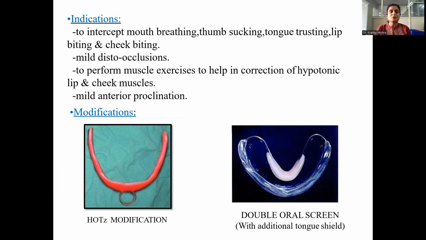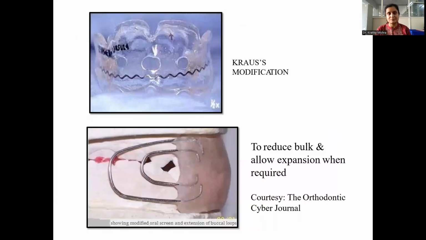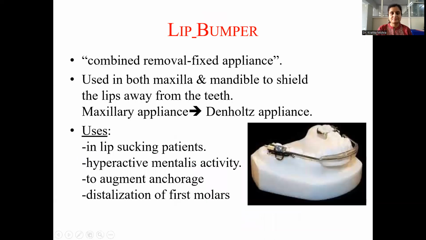Also mild distal occlusions, to perform muscle exercises to help in correction of hypotonic lip muscles and cheek muscles, and mild anterior proclination. The modifications are Ports modification and the double oral screen, as you can see in the image. This is another modification, a cross modification, to reduce the bulk and allow expansion when required. This is courtesy of the Journal of Orthodontics Cyber Journal. This shows the modification in the oral screen and extension of the buccal loops.